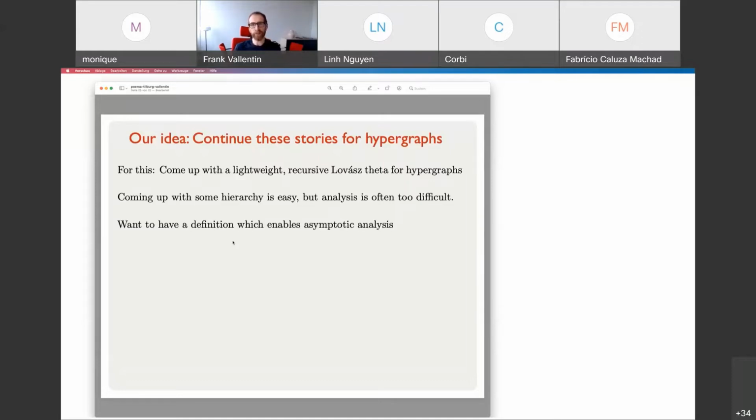So we are aiming to find not a complete hierarchy, but some strengthening of the Lovász theta number, which works for hypergraphs, which is in a sense easy, which is very closely related to the Lovász theta number for graphs, but then which we can analyze asymptotically if the dimension goes to infinity. Yeah, this is what we try to do.